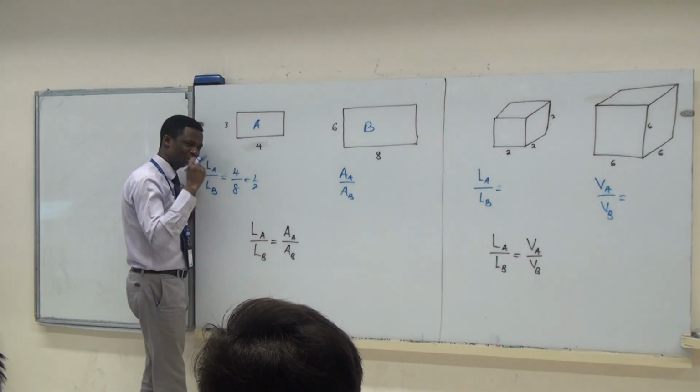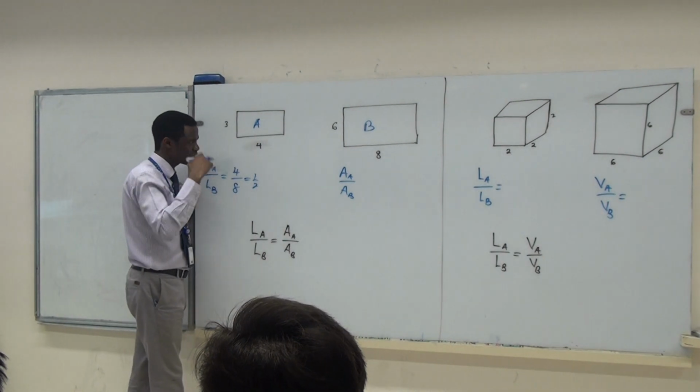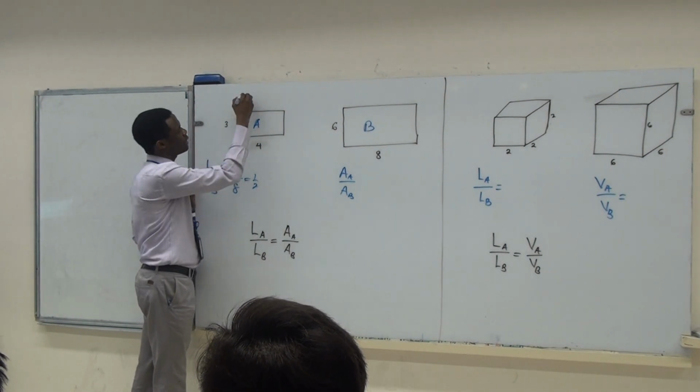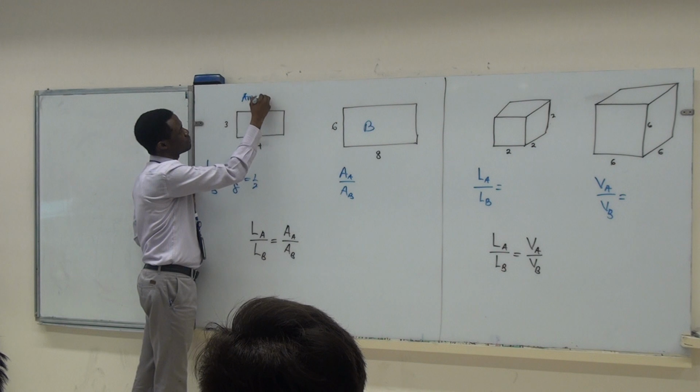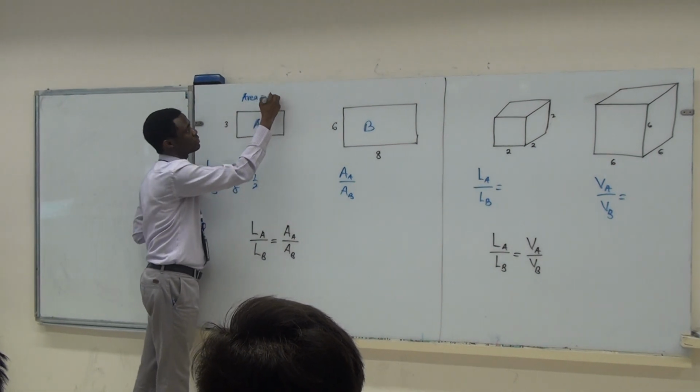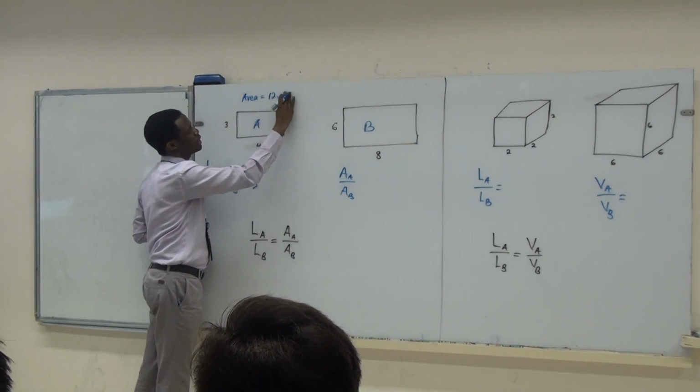So easy. I think you're complicating the whole thing in your head. You don't have to. Now, what is the area of A? 12 cm squared.